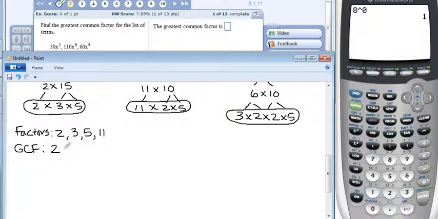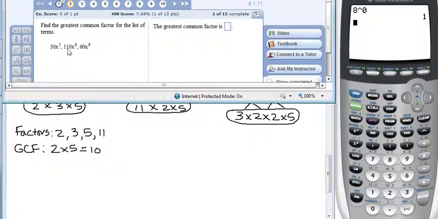Okay, so I want that. And what about an 11? No, that one doesn't have 11, that one doesn't have 11, so that's not common. Okay, so the GCF here is 10. It's the biggest number that goes into a 30, a 110, and a 60 all at once. I'm looking at these numbers. Okay, I mean, obviously there's a 10 in there. I just didn't know if it was the biggest one. It has to be the largest. Okay, so here we're going to say our GCF is a 10.